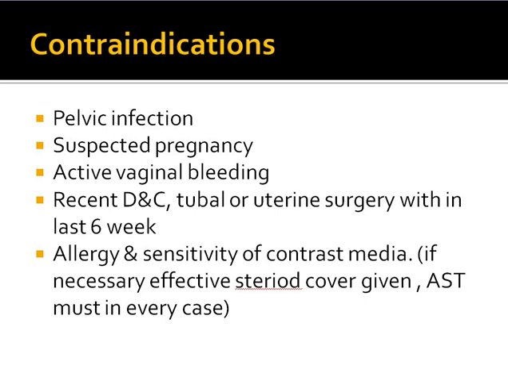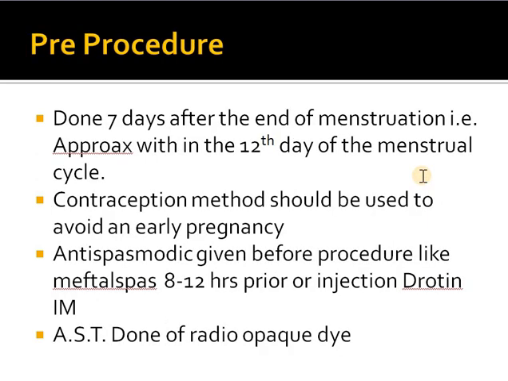So next is what are the pre-procedure things which we should consider. First, any procedure which involves the uterus and for which the cervix needs to be open is done mainly between the 7th and 12th day, that is post menstruation only and before ovulation. That time period lies between the 7th and 12th day of the cycle. So same here, this procedure will also be done on the 7th day after the end of menstruation, approximately within the 12th day of the menstrual cycle.